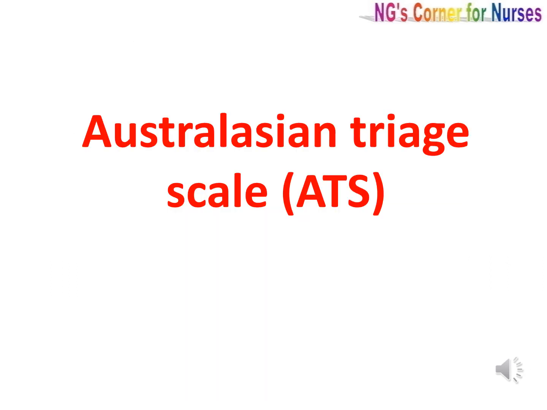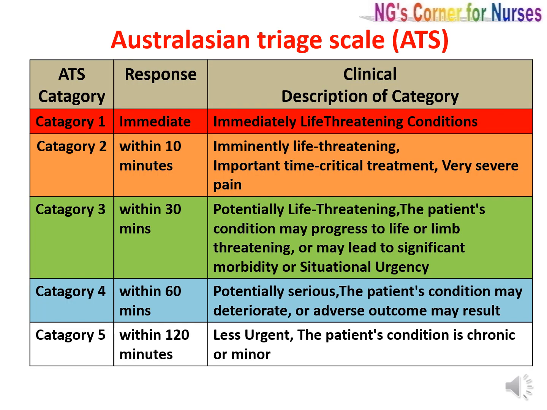Next is Australasian Triage Scale. In Australasian Triage Scale, in category 1, the color code is red, the response is immediate, and life-threatening conditions come under this category. Category 2, color code is orange, response time within 10 minutes. The imminently life-threatening conditions, important time-critical treatment and very severe pain come under this category.